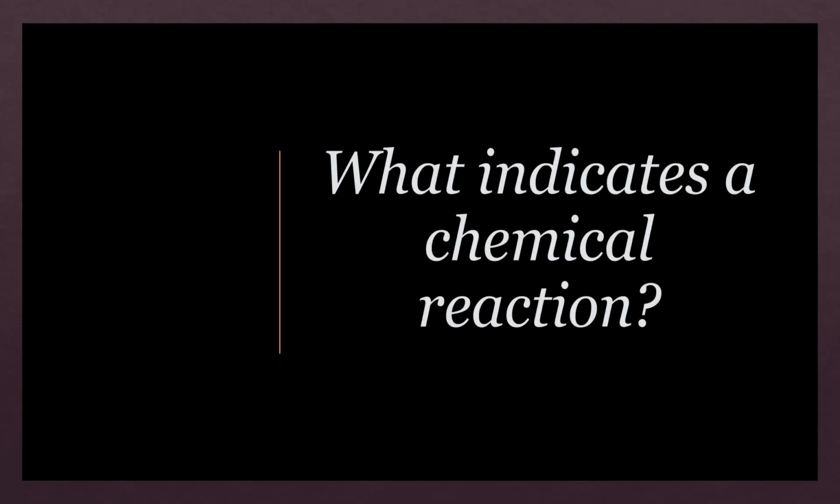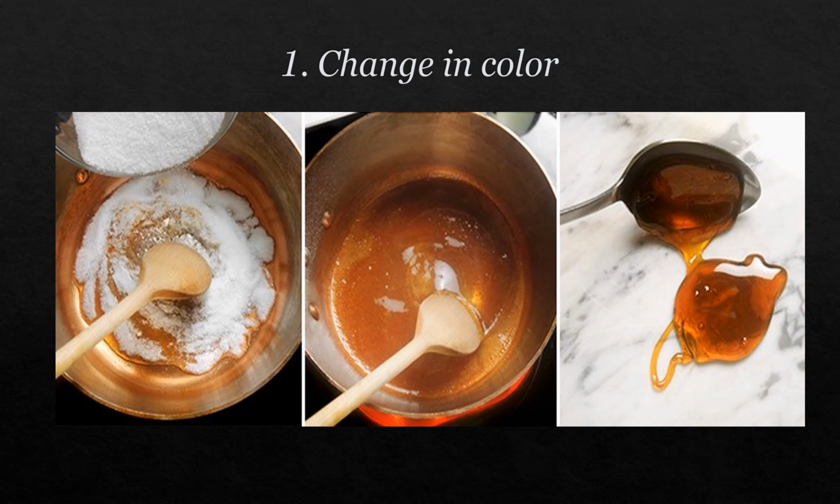Now, we are going to talk about what indicates a chemical reaction. In other words, how do I know that this reaction is actually a chemical reaction? The first indication is a change in color. In this picture, we are adding heat to sugar. Sugar is white in color. After heating, we notice that it becomes light brown, as in the second picture. This change in color indicates a chemical reaction.